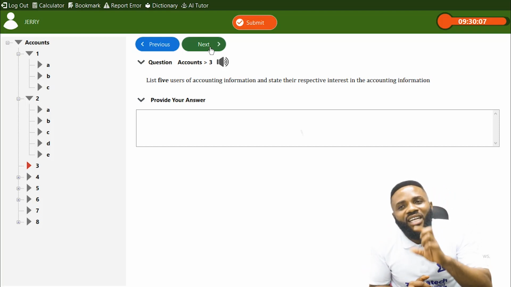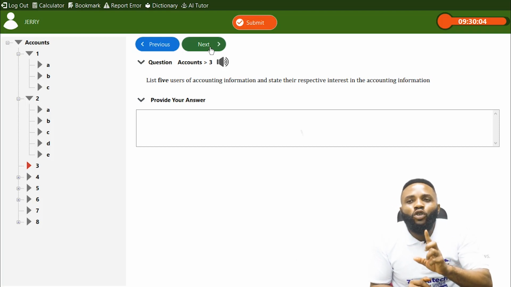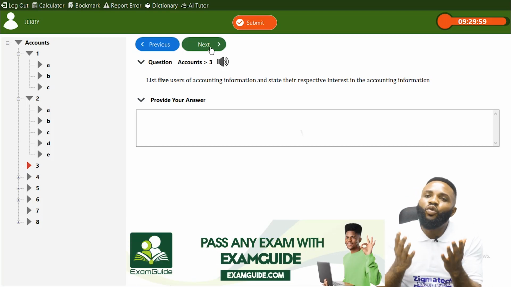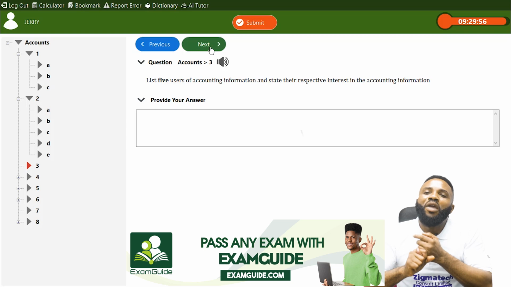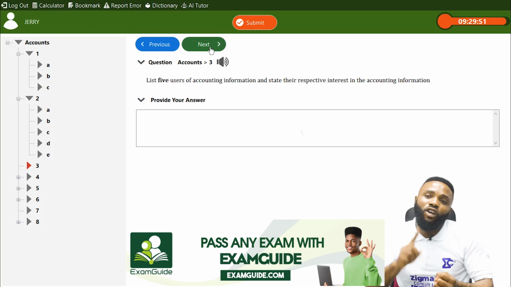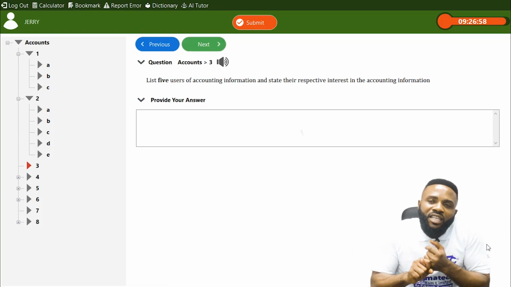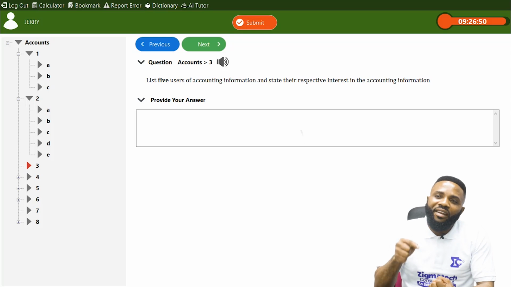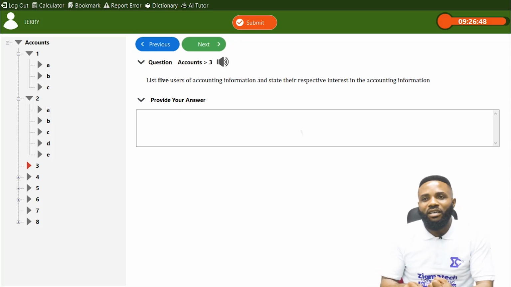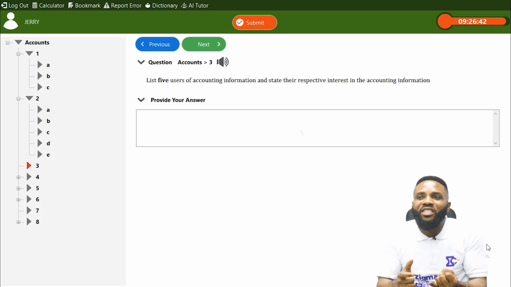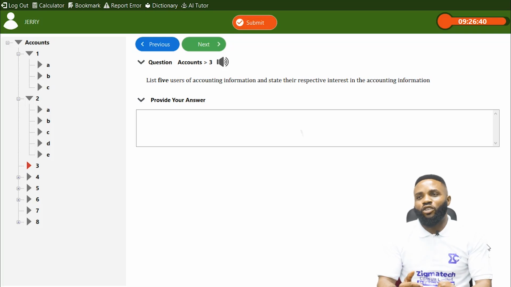Now, they are interested in the financial information because they want to see if they've been able to achieve their targets. So why do they need the information? They need it to be able to know if the business is actually achieving its target. I said number 1, management. I said management will be interested in the accounting information because they want to find out if they've been able to achieve their targets. The essence of preparing the financial statement is to show if the business is making progress or the business is not making progress.